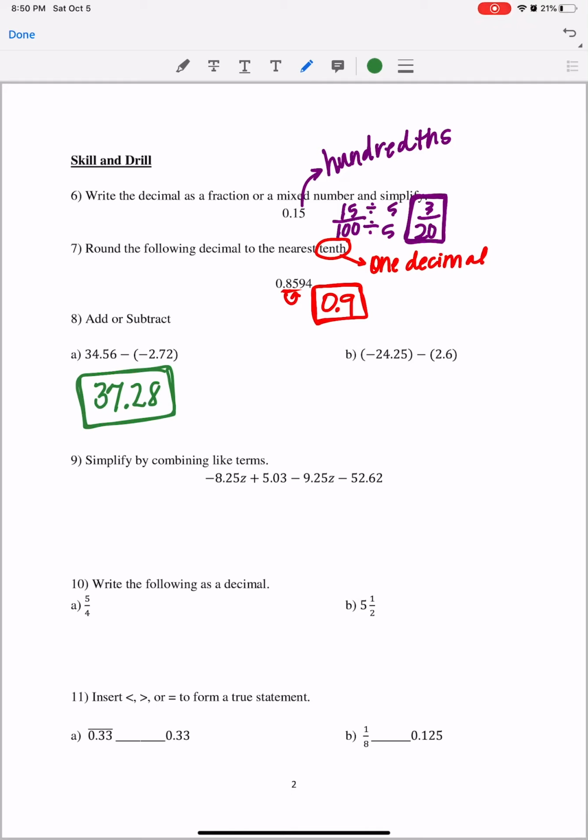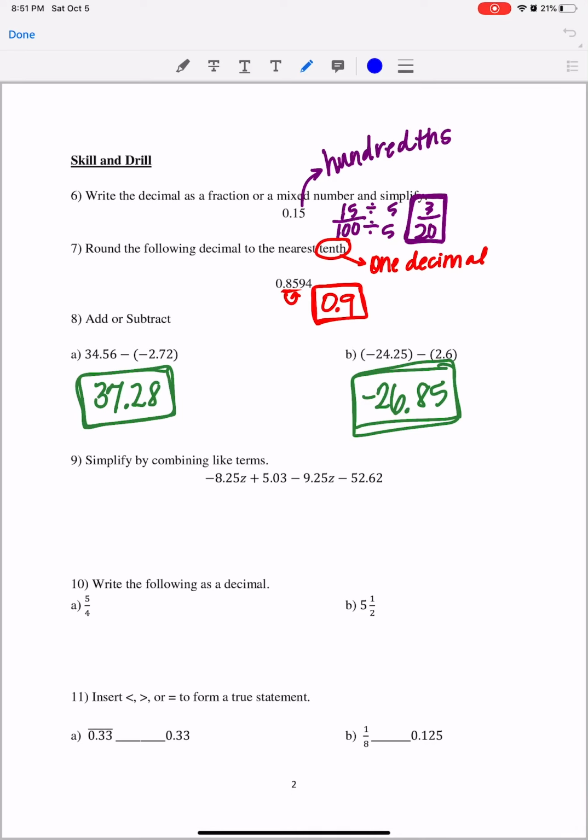Same thing on B. Put in your negatives and everything. So we have negative 24.5 minus 2.6. If you use parentheses and everything just the way it looks, we get negative 26.85. Okay, we have calculators now. No reason to do that by hand. Plus, it helps if you aren't really good at your integer rules.